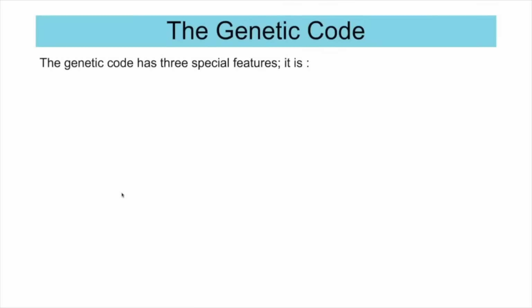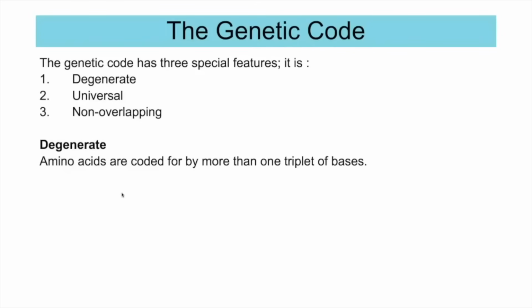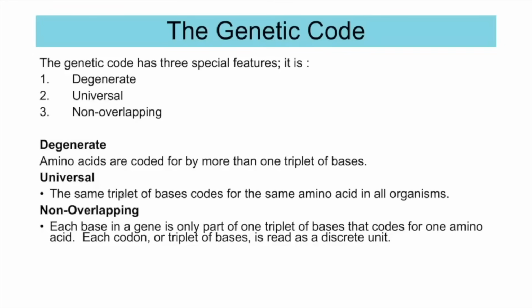So properties of the genetic code then. There are 3 special features. It's degenerate, it's universal, and it's non-overlapping. Degenerate means that amino acids are coded for by more than one triplet of bases on DNA. Universal means the same triplet of bases codes for the same amino acid in all organisms. And non-overlapping means each base in a gene is only part of one triplet of bases that codes for one amino acid. So each codon or triplet of bases is read as a discrete unit.